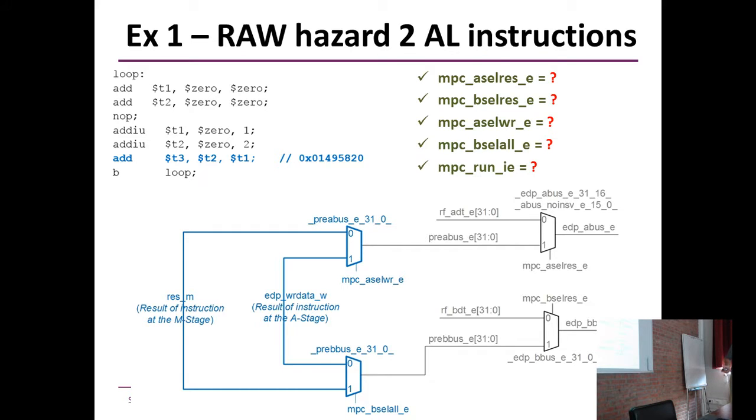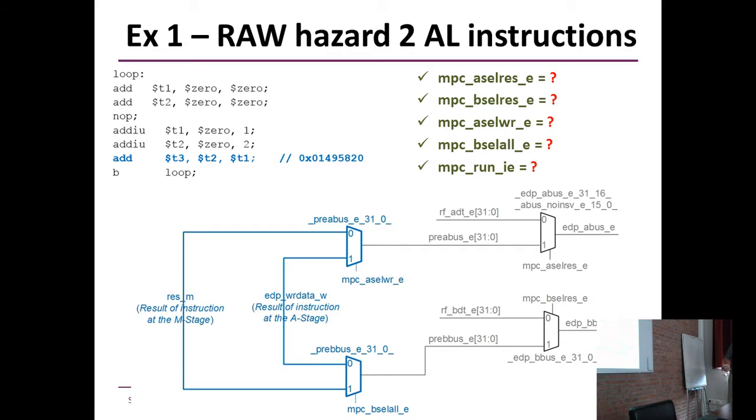And these 2, look, this one comes from the A stage, and this one from the M stage. The M stage is the next stage, and the A stage is next to the M stage. So T2, we have to obtain it from the M stage. It's the first operand. So from the M stage, this multiplexer would select 0. And T1 must be obtained from the A stage. So in this multiplexer, the A stage also comes through 0.